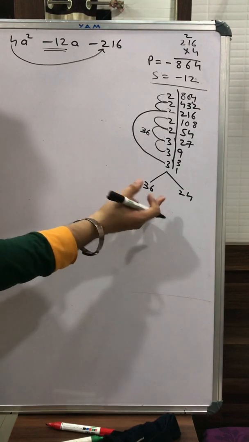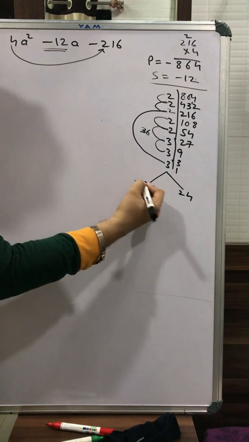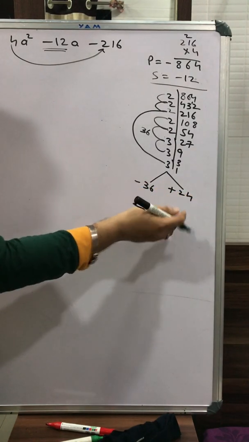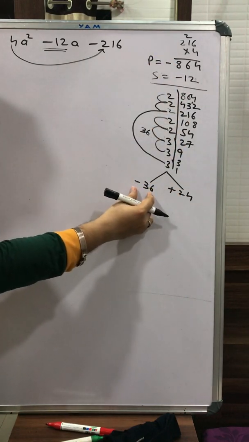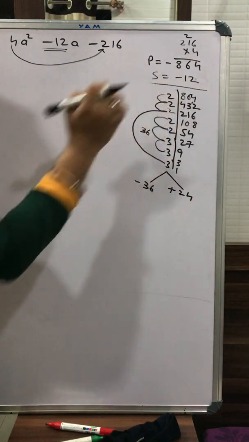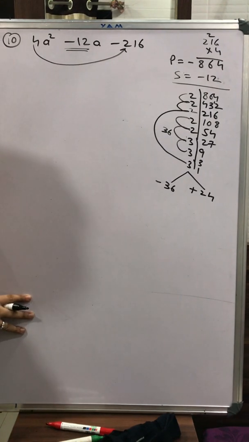Now if I multiply them, I will get 864, but I want minus 864. So I'll write minus here and plus here. Minus 36 multiplied with 24 gives minus 864. And if I add minus 36 with 24, I obviously get minus 12, because my sum is minus 12. Okay, students. So now let's proceed.